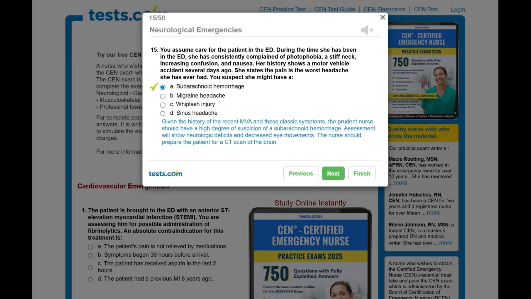Assessment will show neurologic deficits and decreased eye movements. The nurse should prepare the patient for a CT scan of the brain.